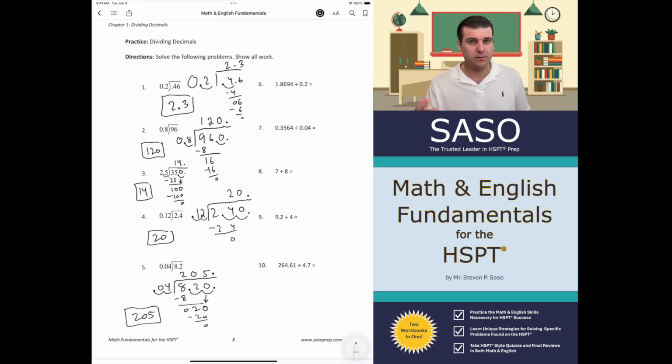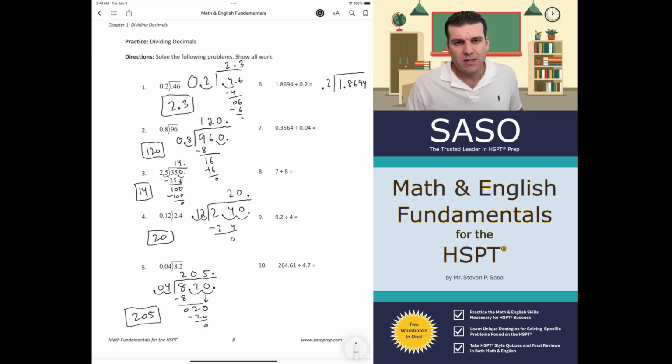So a little bit, something a little new there that we want to be able to do. All right. Number 6, ooh, a lot of decimal places here. All right, let's write it out first. So we have 1.8694 divided by 0.2. 0.2, but I'm just going to drop the 0.